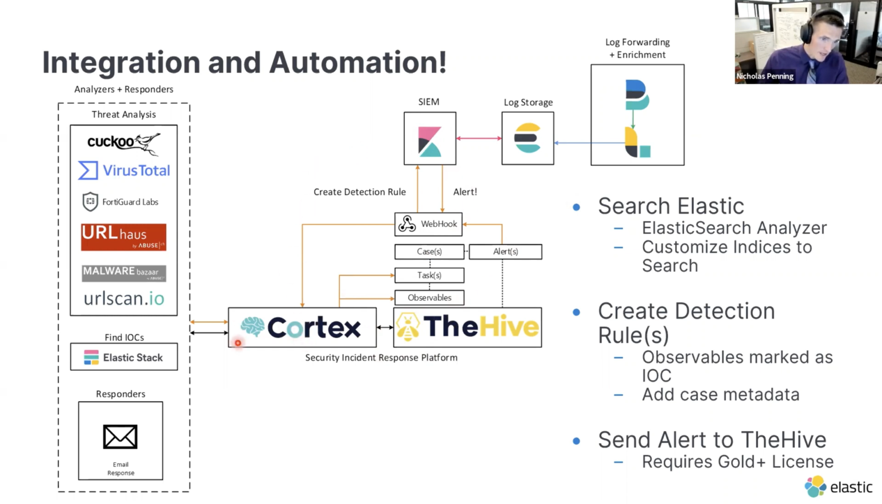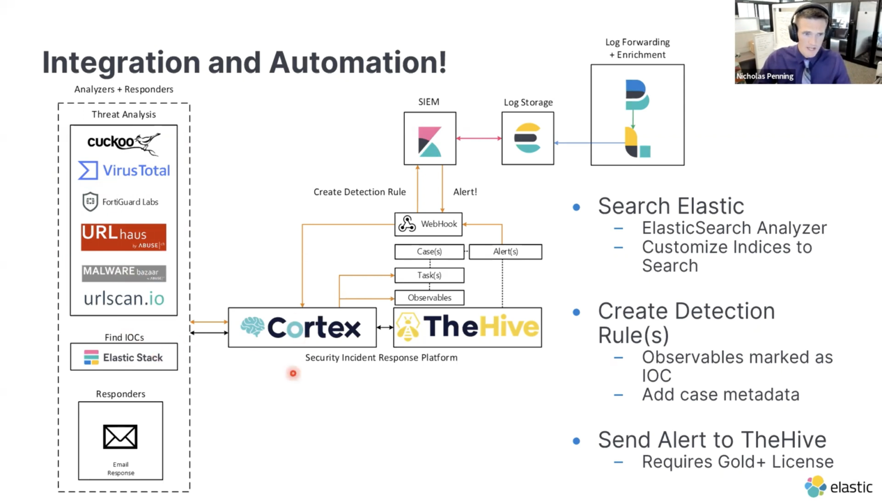But on the Cortex side, again, that's where our responders and our analyzers come into play. So let's say we get a specific file hash, or maybe we have a file specifically. We can send it off to Cuckoo for analysis. We can check VirusTotal, check FortiGuard Labs. I know they have a threat intel feed and a bunch of other ones.